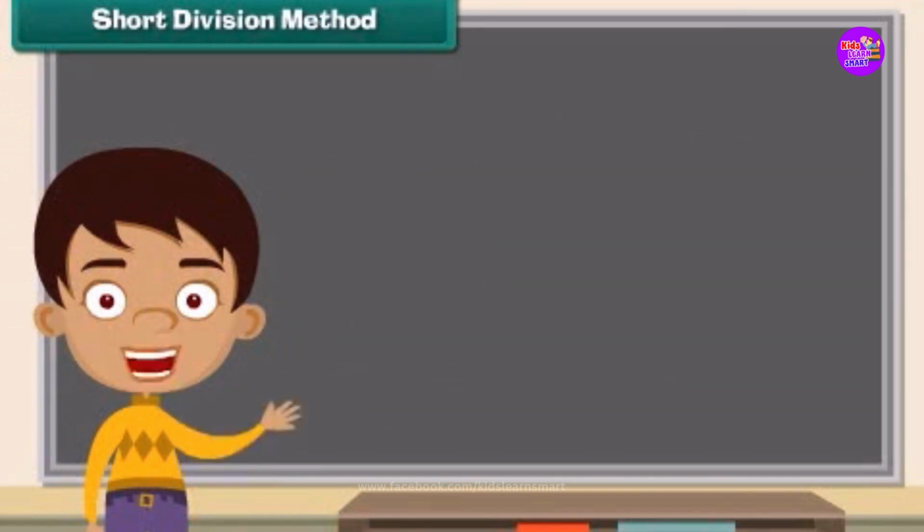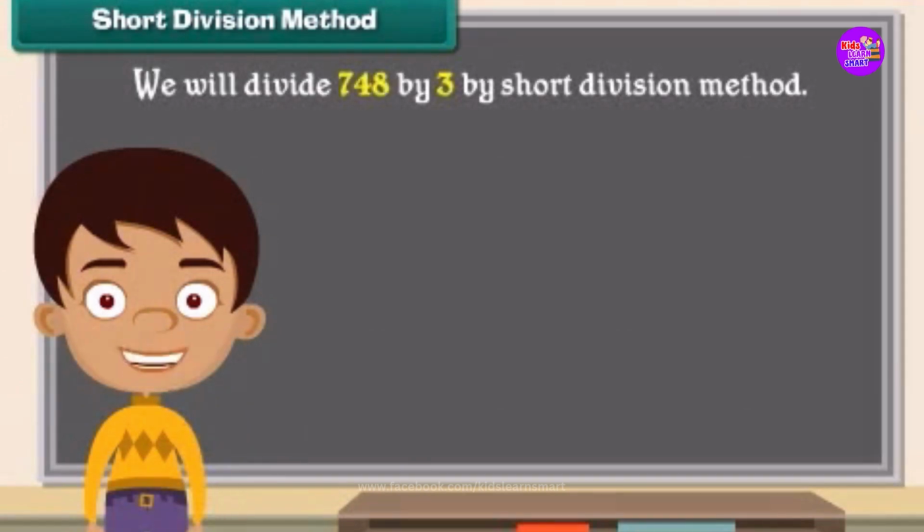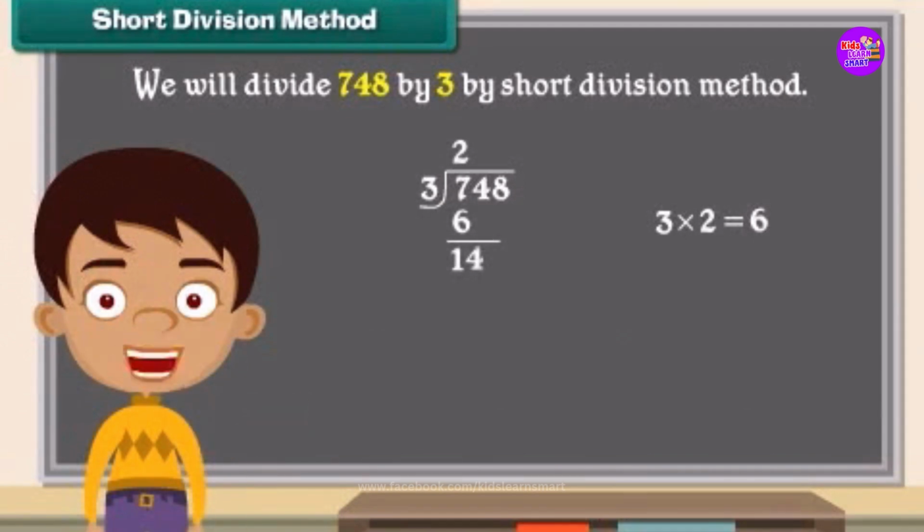Short division method. Now we will divide 748 by 3 by short division method. Divide the first number in the dividend. 3 twos are 6, and 7 minus 6 is 1. Write 2 above and 1 near 4 to make it 14. Then divide 14 by 3. 3 fours are 12. 14 minus 12 is 2.